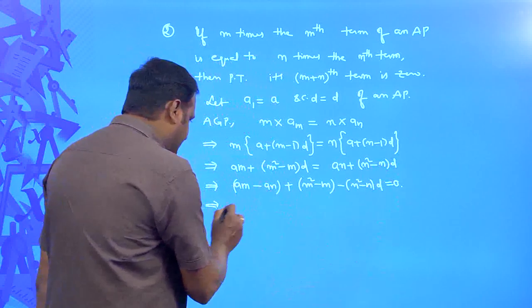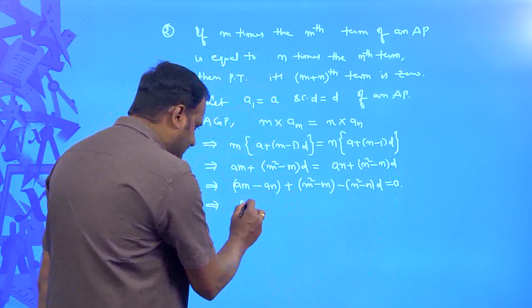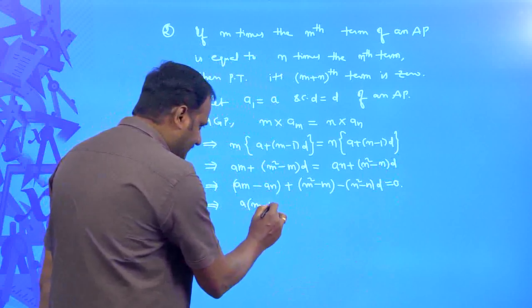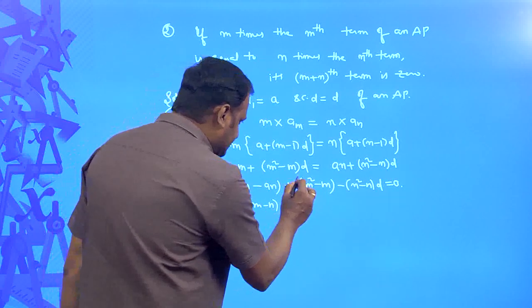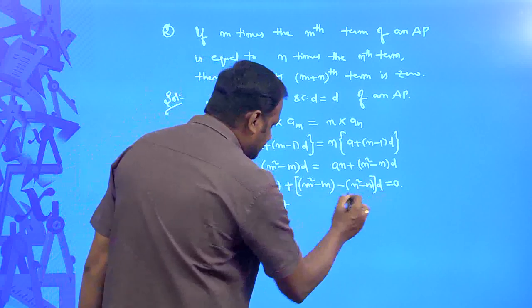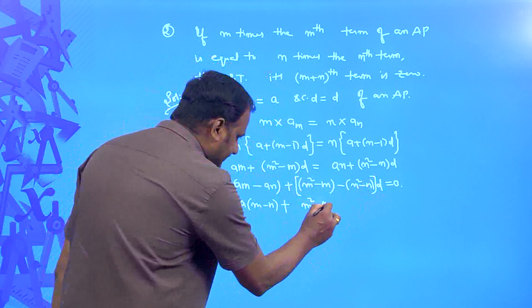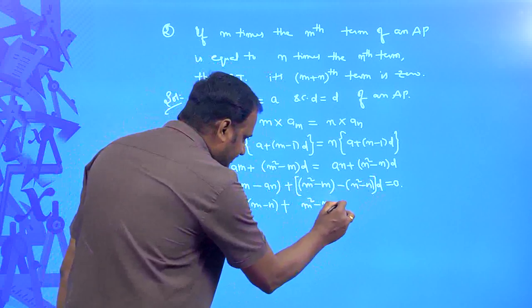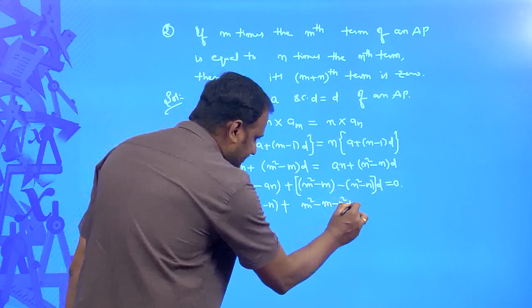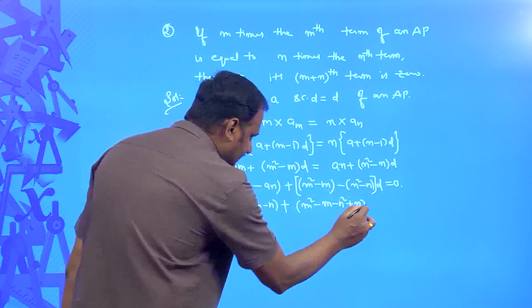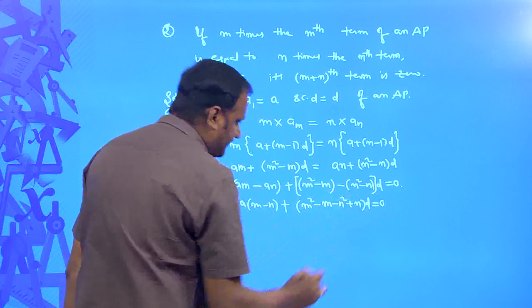See, from a m minus a n, you can take one a common, remaining m minus n plus, see, this is totally d common, right? So, when you open the bracket, it would be m square minus m, minus into n square is minus n square, minus of minus plus n into d is equal to 0.